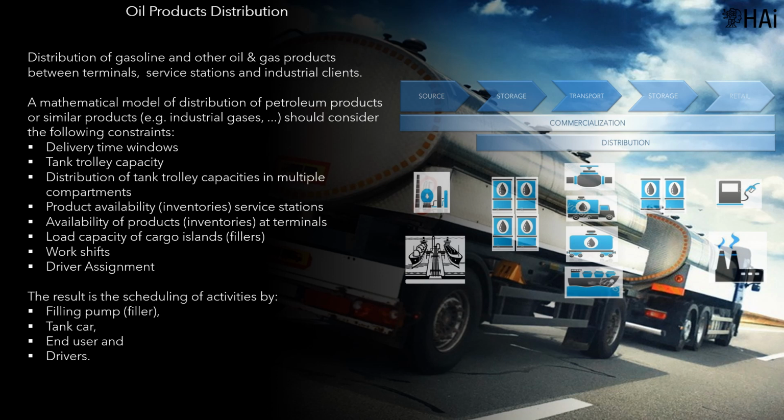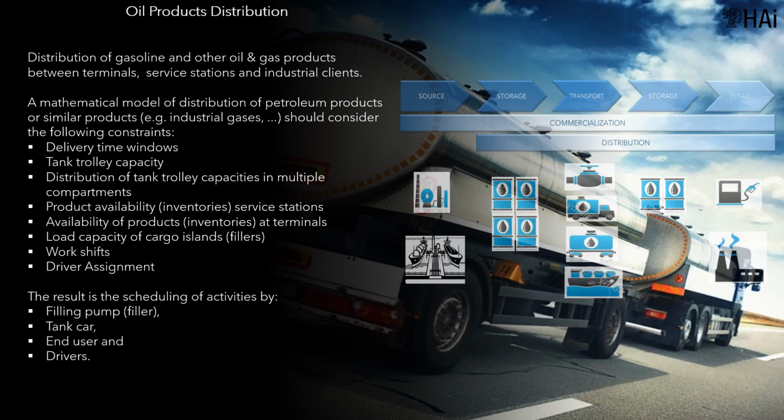A mathematical model of distribution of petroleum products or similar should consider the following constraints: delivery time windows, tank trolley capacity, distribution of tank trolley capacities in multiple compartments, product availability at service stations, product availability at terminals, load capacity of cargo islands, fillers, work shift, and driver assignment.